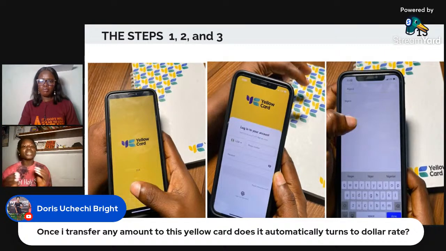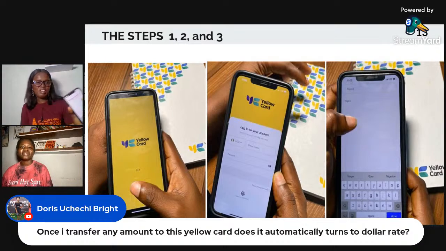When you transfer money to Yellow Card, you have it in Naira. If you check your Yellow Card account, you see Nigerian Naira, you see BTC, then you see US dollar, USDT. So when you send money to Yellow Card, it will be in Naira, then you convert the Naira to USDT.